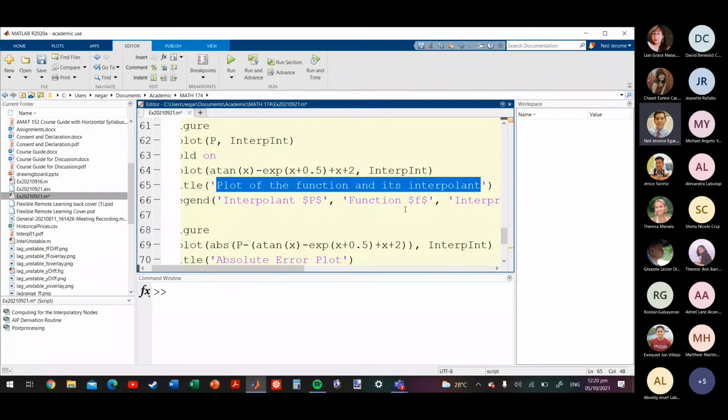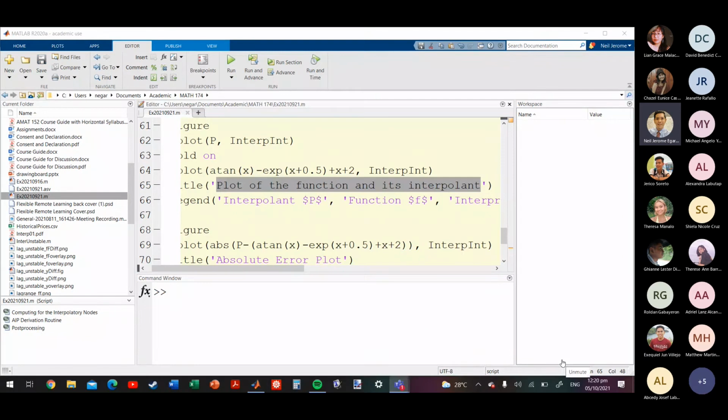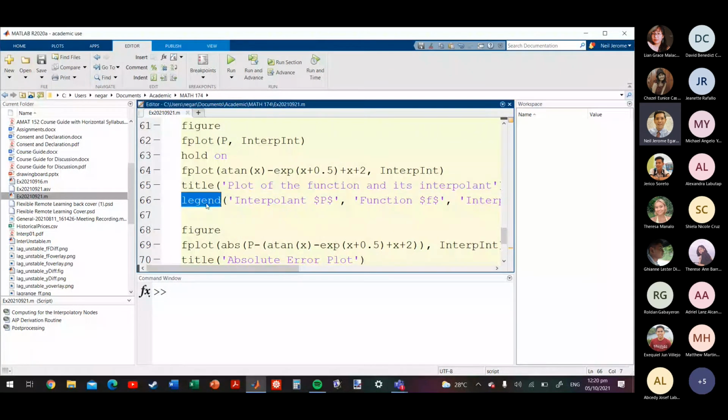And then I put a legend here para alam ko yung first function, siya ay yung interpolating polynomial P. Kasi kung nakita niyo yung figure command, unang pinaplot si P. So sa legend, unahin niyo rin yung legend para kay P. So tinawag ko siyang interpolant kay P. Nilatex command ko yung P. So if you're familiar with latex, MATLAB also can parse a latex command.